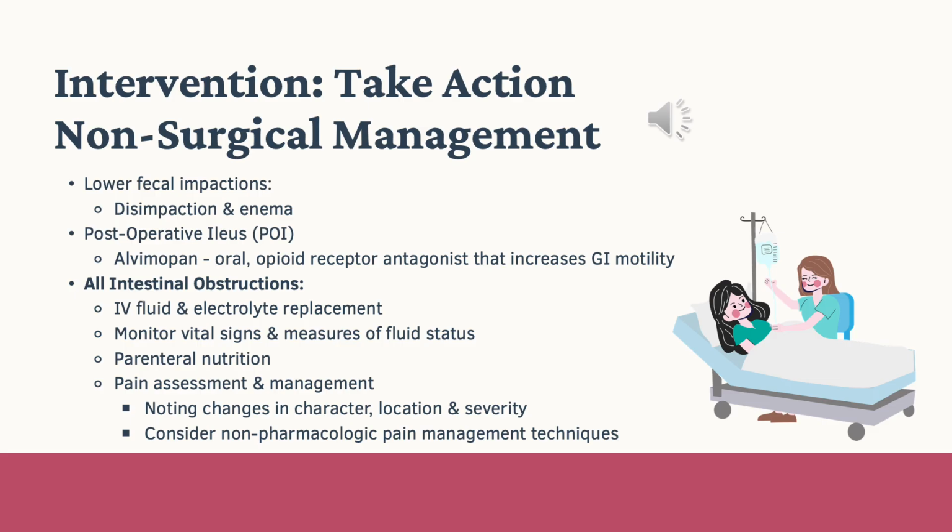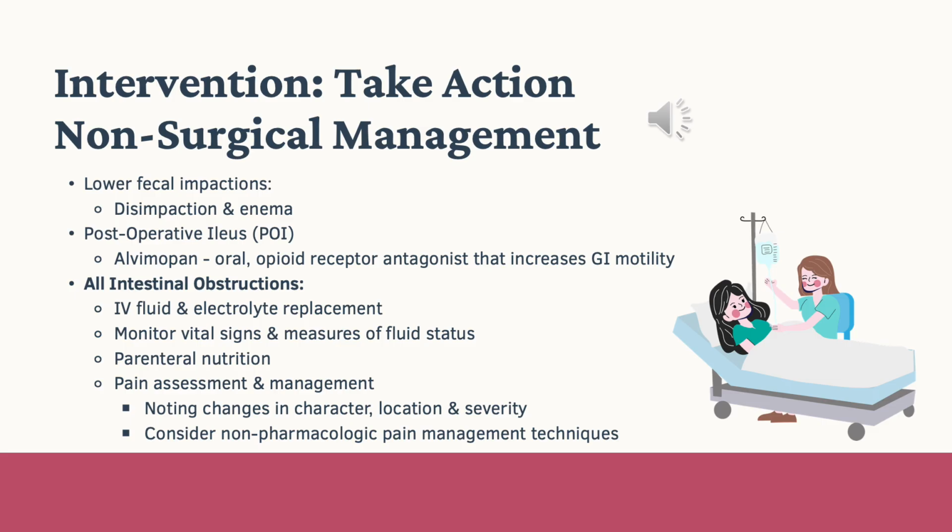We also need to monitor vital signs and measures of fluid status. This includes tracking urine output, skin turgor, and mucous membranes for hydration every 2 to 4 hours, depending on symptom severity. Getting a daily weight is going to be the most reliable indicator of fluid balance. For patients with prolonged obstructions or nutritional deficiencies, parenteral nutrition may be prescribed. With this, we need to collaborate with the dietitian and the healthcare provider to make sure the patient's nutritional needs are met.